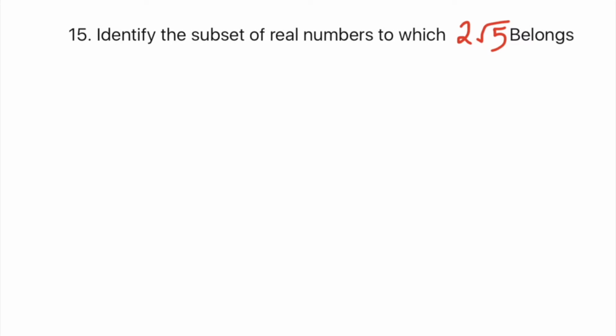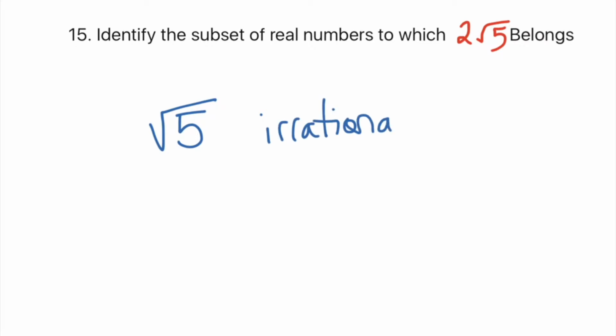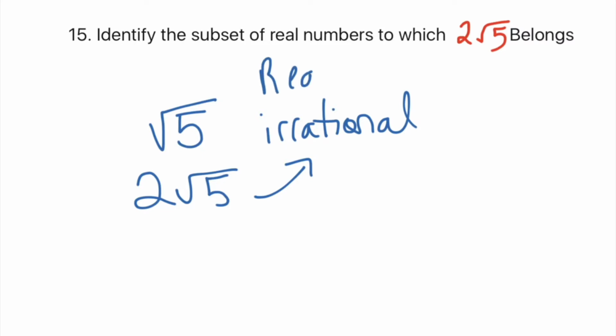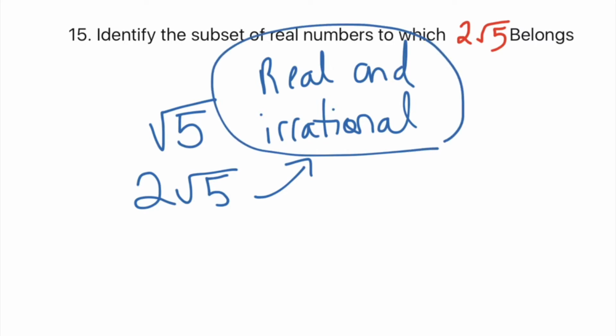Identify the subset of real numbers to which 2 root 5 belongs. Well, I know the square root of 5 is an irrational number. So even if I multiply it by a 2 at the end, it's still going to be irrational. So you could say real, because it's always going to be real, and irrational. And that's your answer.